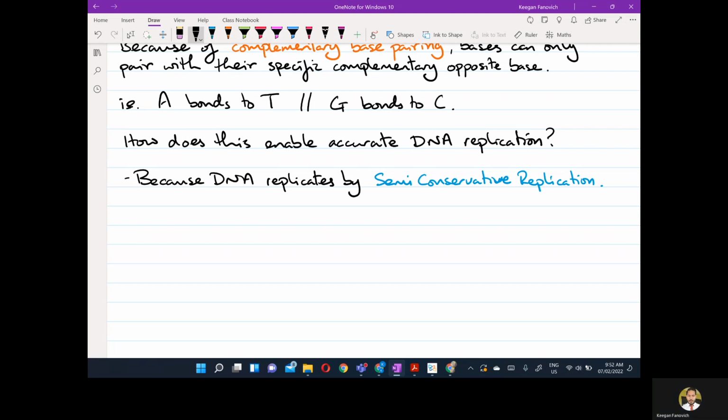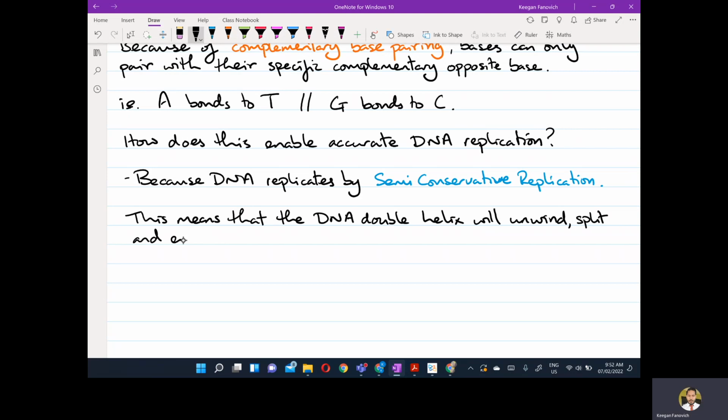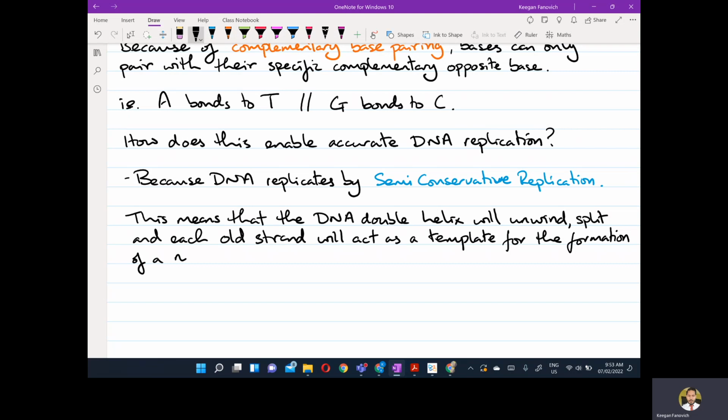Okay, so semi-conservative replication means that the DNA double helix will unwind, split, and each old strand will act as a template for the formation of a new strand.